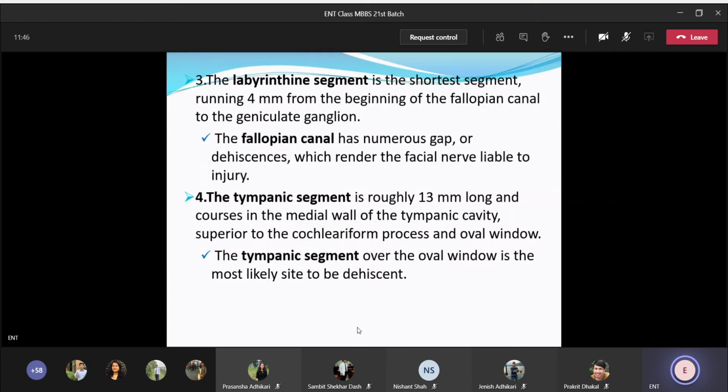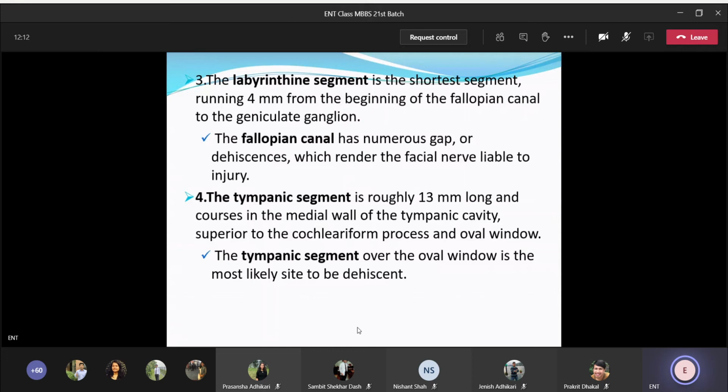The tympanic segment over the oval window is the most likely site for dehiscence. So the most common site for dehiscence of the fallopian canal is the tympanic segment of the facial nerve. Either or MCQ.